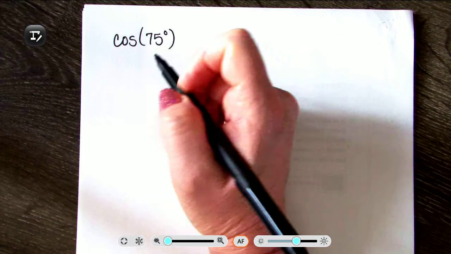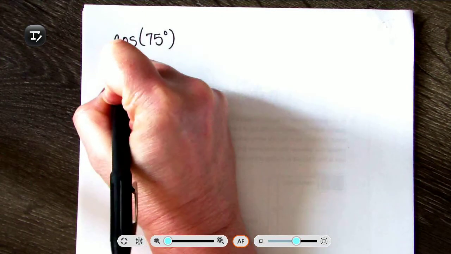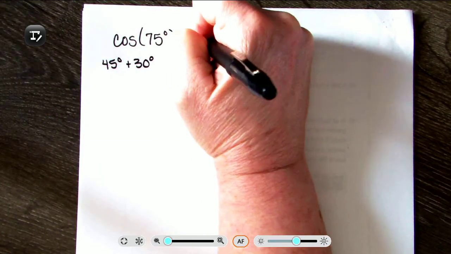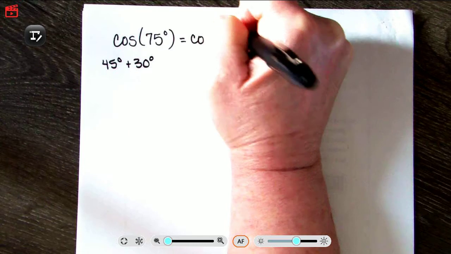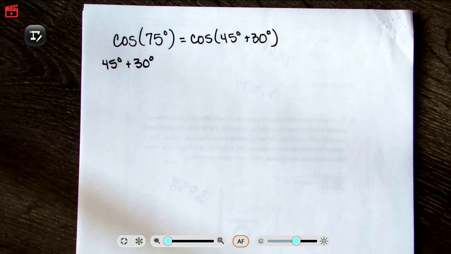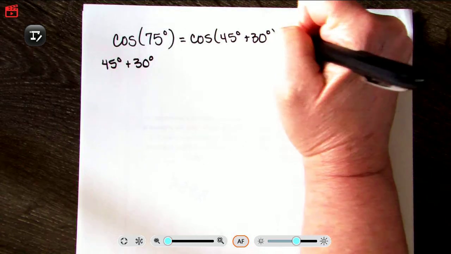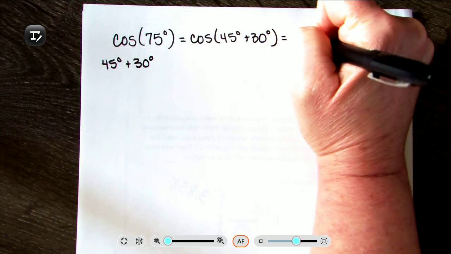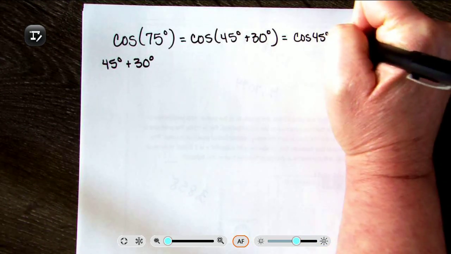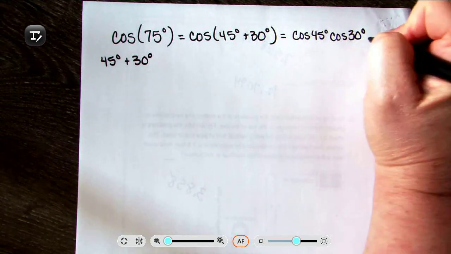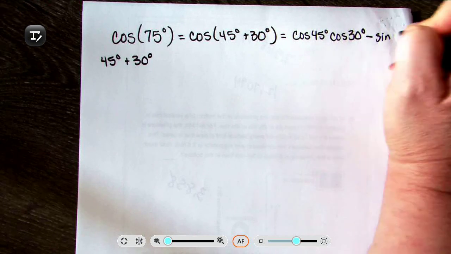75 degrees, in terms of writing that, is 45 plus 30. So I'm going to write this as the cosine of 45 degrees plus 30 degrees. And it does not matter if I write it as 30 degrees plus 45, which one comes first. You will get the same result either way. Now the formula for this is the cosine of 45. You'll notice that it's cosine, cosine, and then sine, sine, and the sign in the middle is opposite.